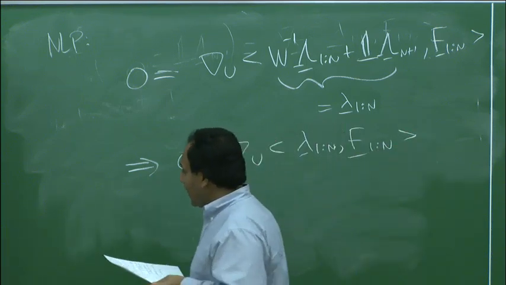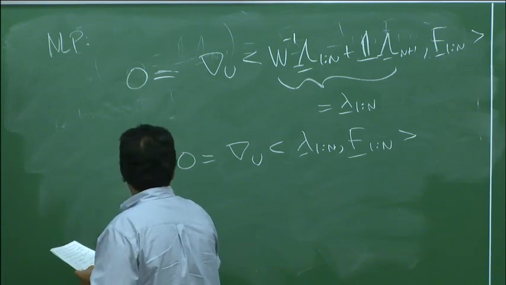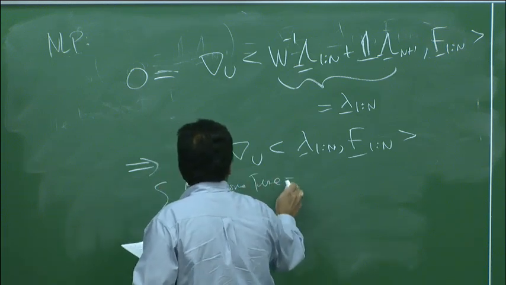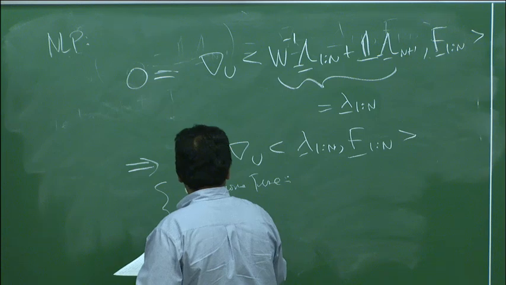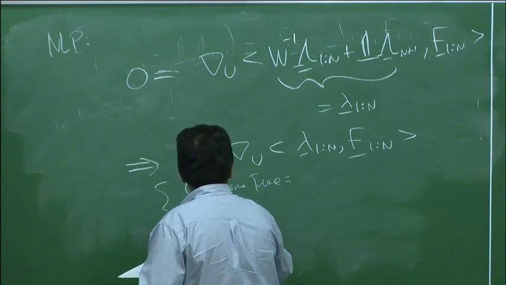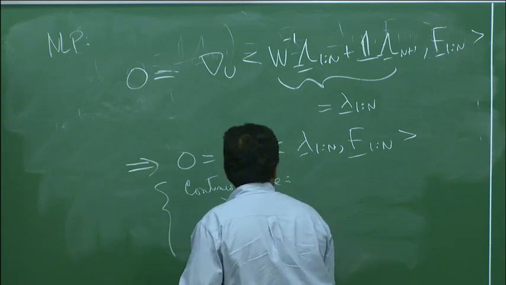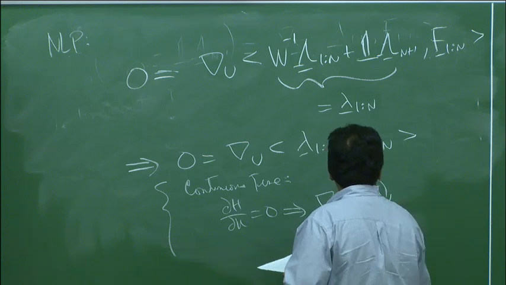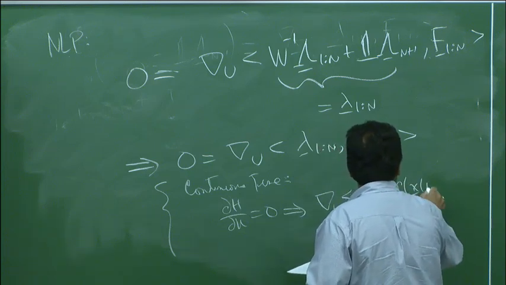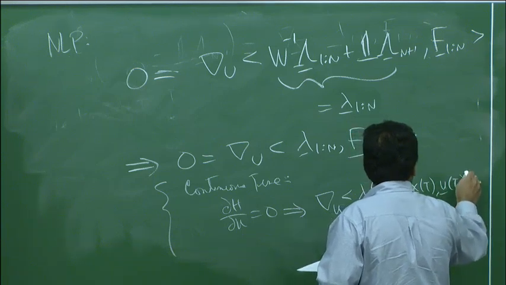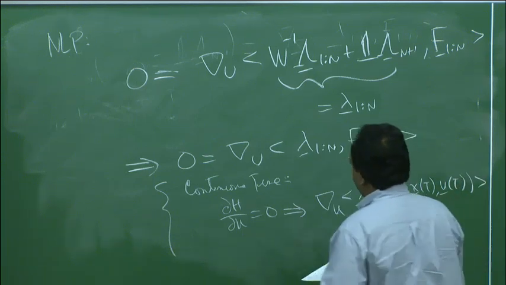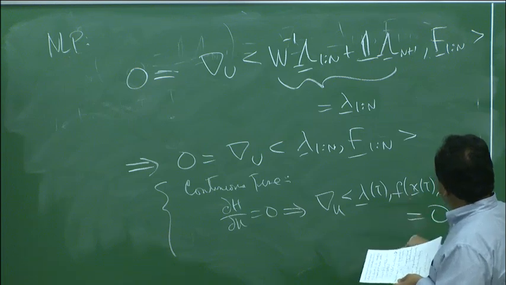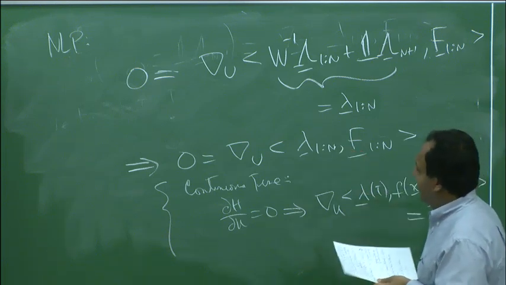And now again, let's go back to continuous time. In continuous time, what we had was this. We had that dH/du has to equal 0, which is the same thing as saying the gradient with respect to the control of lambda of tau with f of x of tau and u of tau has to equal 0. So if you look at this equation and that equation, you'll see that they're exactly the same, with the exception that this is done in continuous time and that's done in discrete time.